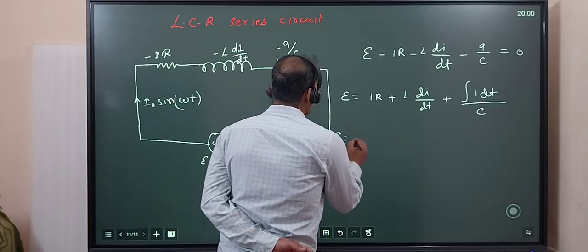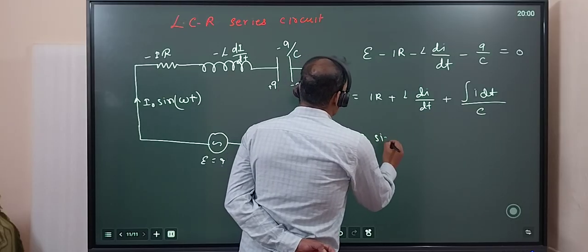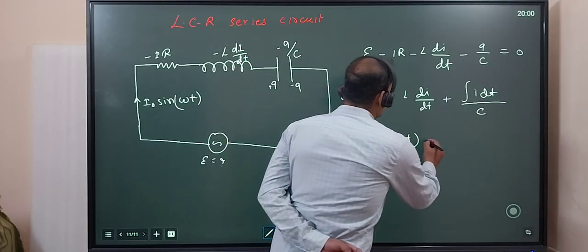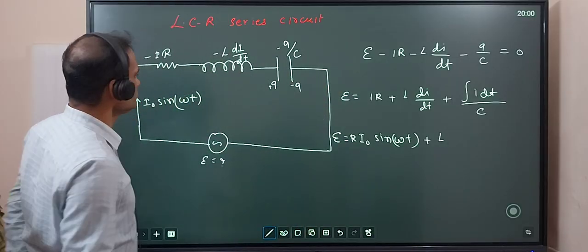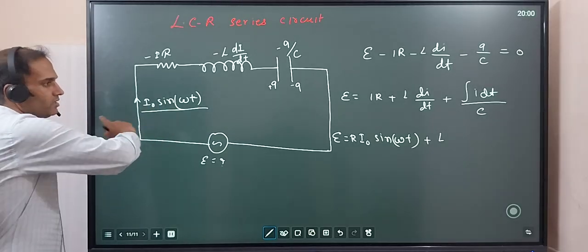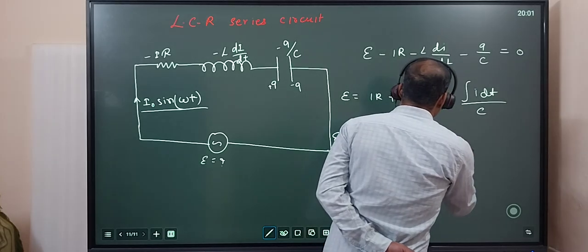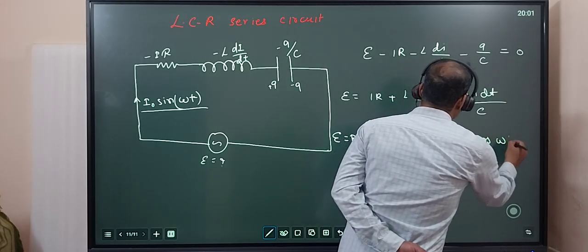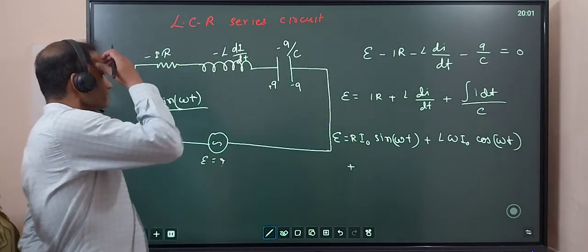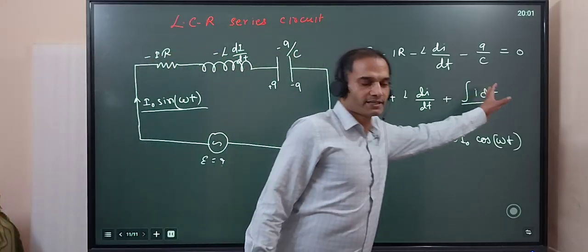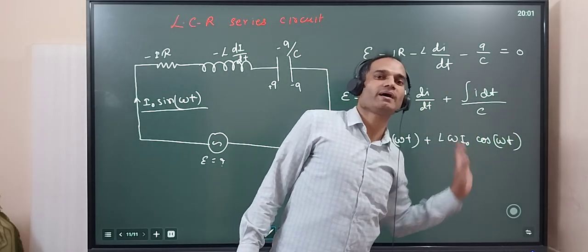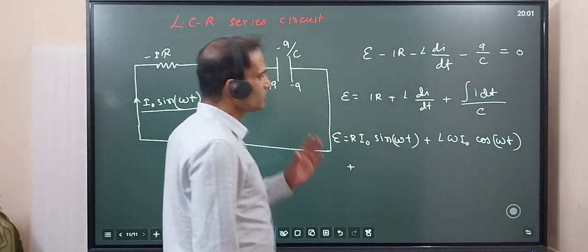So this EMF is I naught sine omega t. R I am writing here, and L di by dt. If you differentiate this, you will get I naught omega cos omega t. Now we have to integrate. Here we are differentiating I, here we are integrating I. So this will again be cos, but it will be minus cos, because when you integrate sine, we get minus cos.